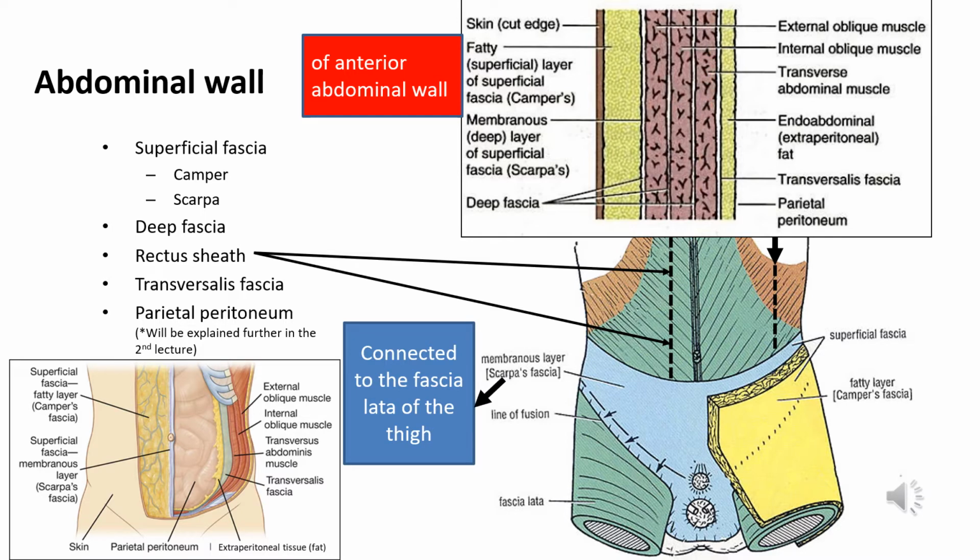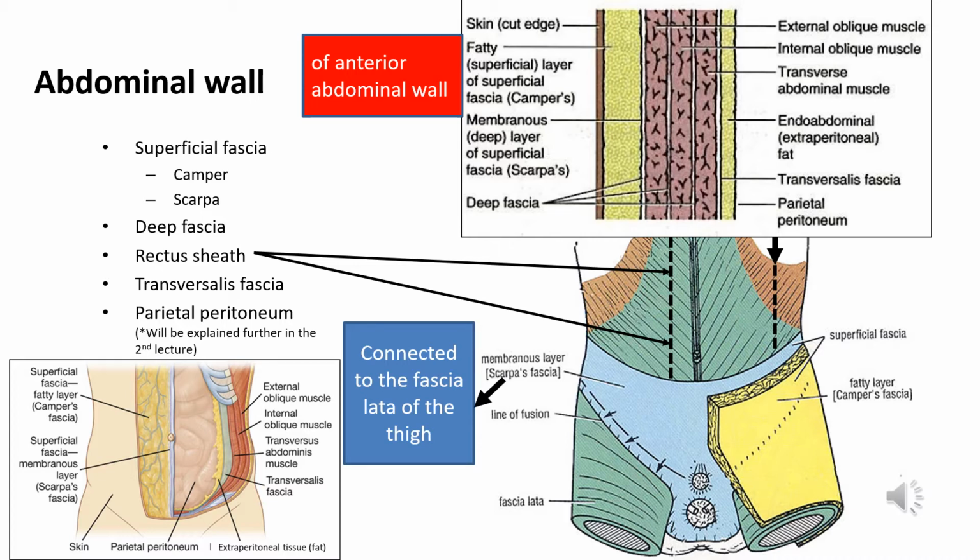Each muscle is lined by deep fascia. Deeper to the muscles are transversalis fascia, another fatty layer, and parietal peritoneum. If the abdomen is sectioned at this line, the components of the wall that can be seen from the sagittal view include the skin, campus fascia, scarpus fascia, rectus sheath, rectus abdominis, transversalis fascia, and parietal peritoneum.